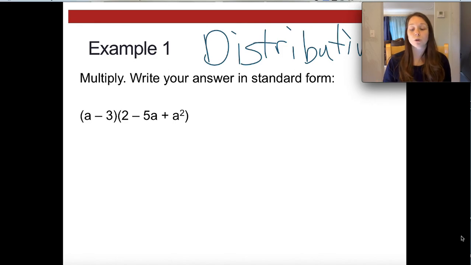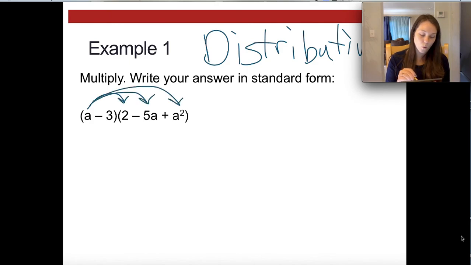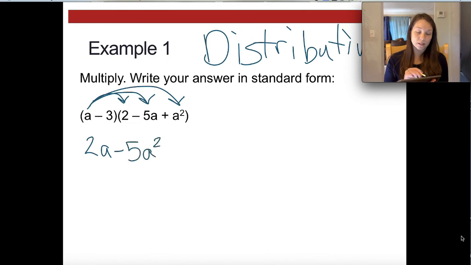So I'm just going to show you what the distributive method or property would look like when multiplying polynomials. The first thing we're going to do is we're going to take this first term and multiply it into everything in the second quantity. So a times 2 is 2a. A times negative 5 is negative 5a squared because a times a is a squared. A times a squared is a cubed.